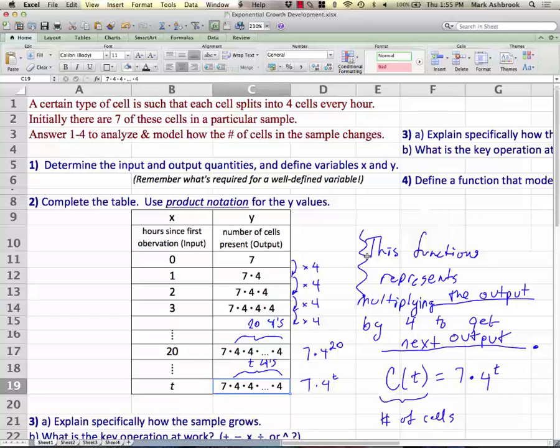Okay? This is what exponential growth is about. It's multiplication by the growth factor. In this case, the growth factor is 4. The growth factor multiplies on output to get the next output. That's what exponential growth is about.